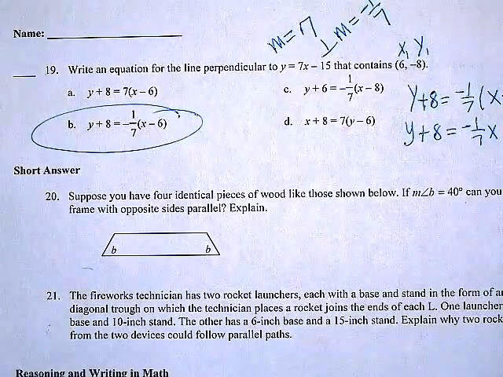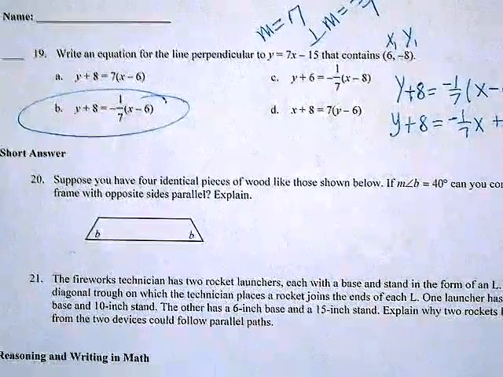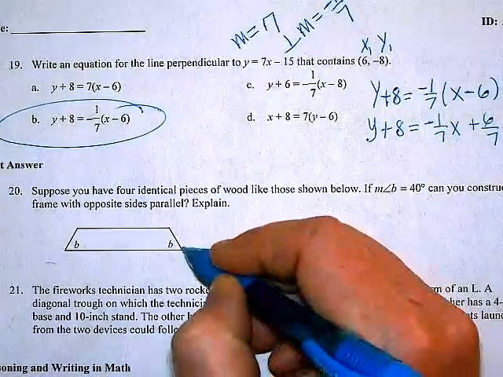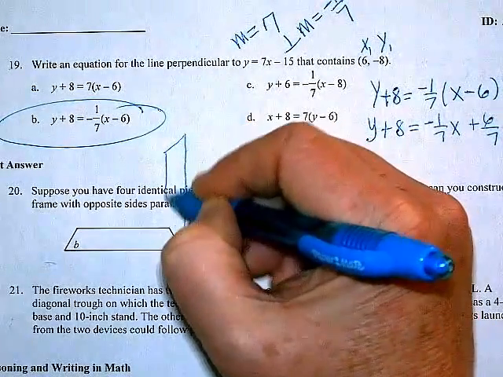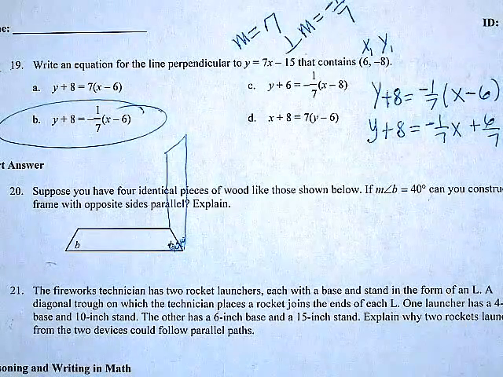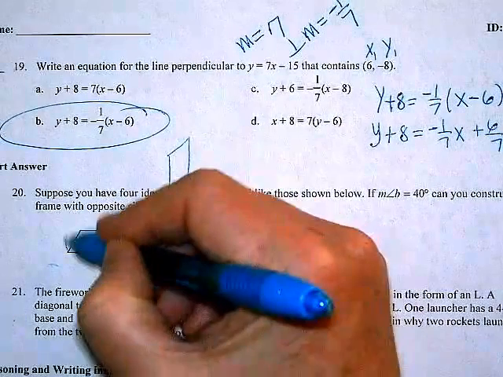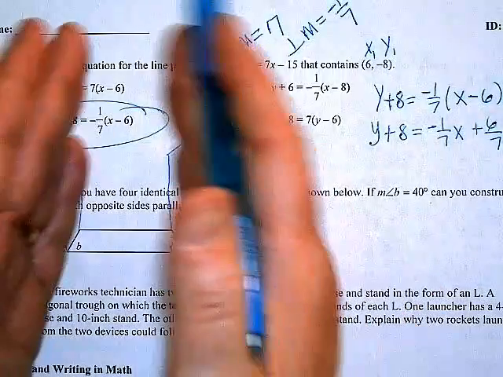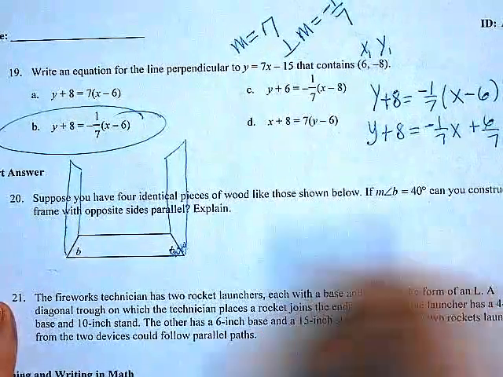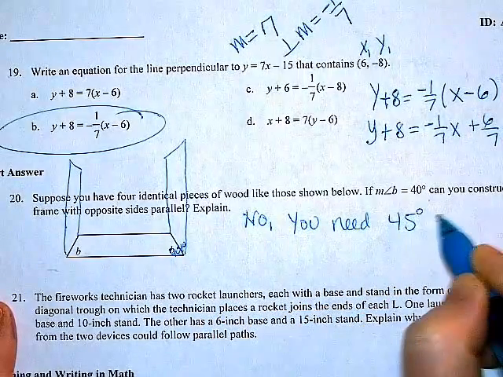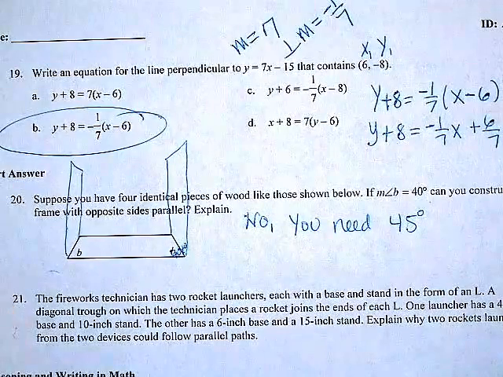Number 20. Suppose you have 4 identical pieces of wood cut like these. If B is 40 degrees, can you construct a frame with opposite sides parallel? If we continue this piece like this, and this is 40 and this is 40, what's the corner going to add up to be? 80. If we do the same thing over here, what's going to happen? They're going to eventually meet. So can you construct this? No. You need 45 degrees for B so that you can construct a right angle.